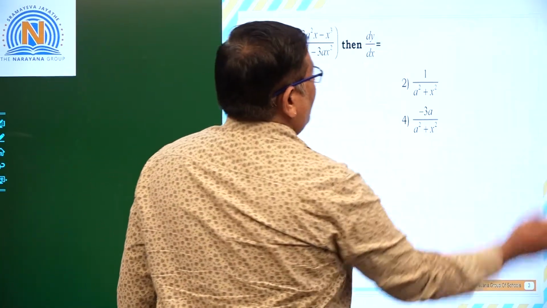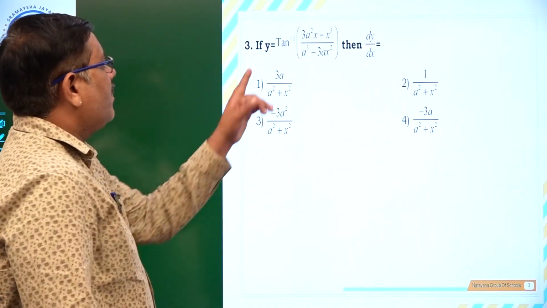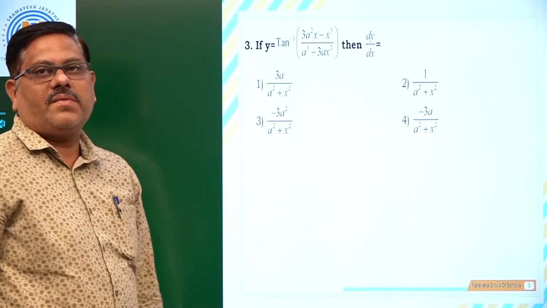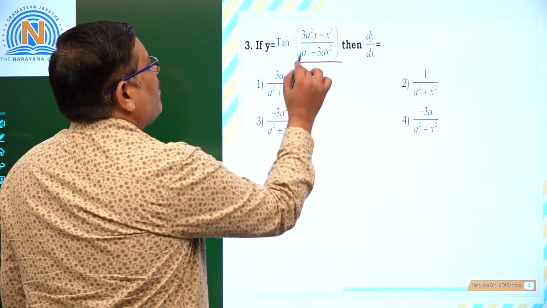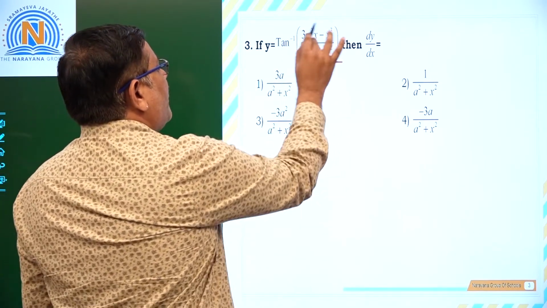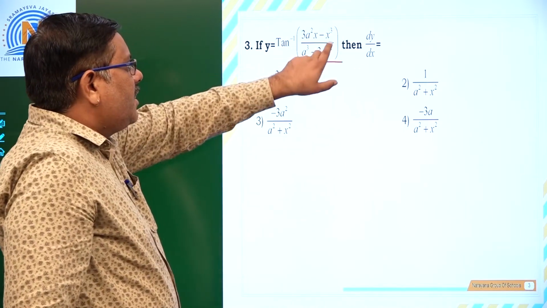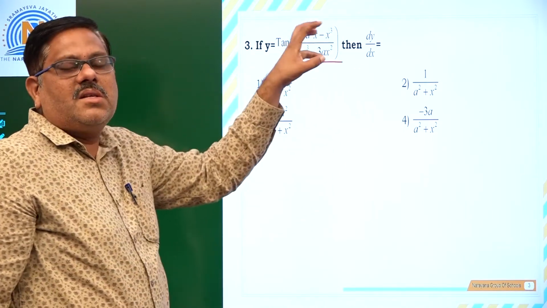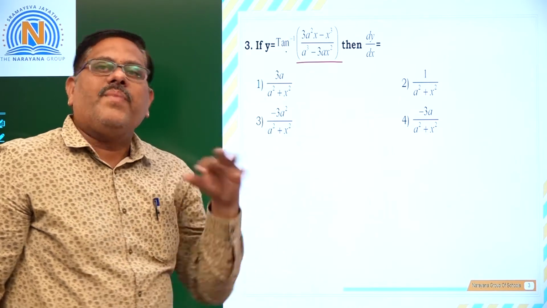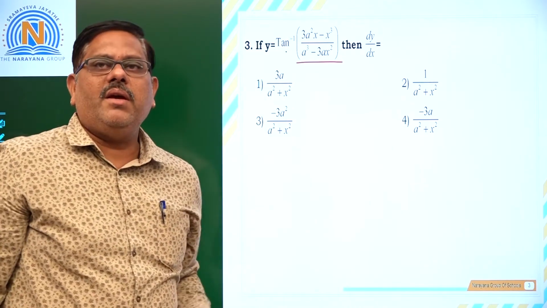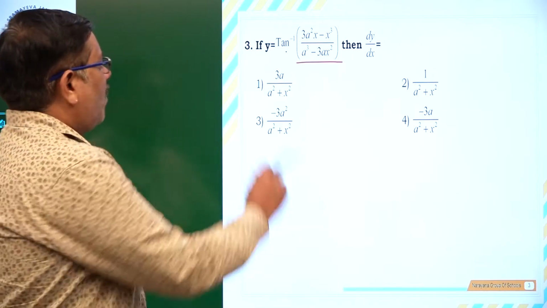Next question: y is equal to tan inverse of (3a square x minus x cube) by (a cube minus 3x square). Somehow I have to bring it into the form of tan 3 theta. If I bring it into tan 3 theta, tan inverse and tan cancel, and I am left with only 3 theta, a simple function that can be differentiated easily.